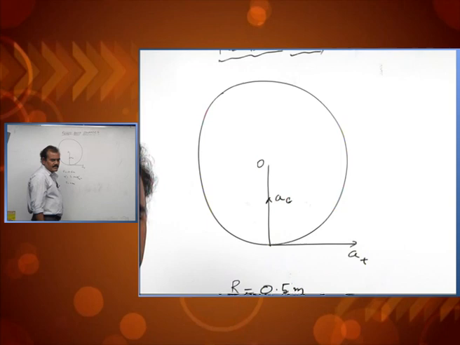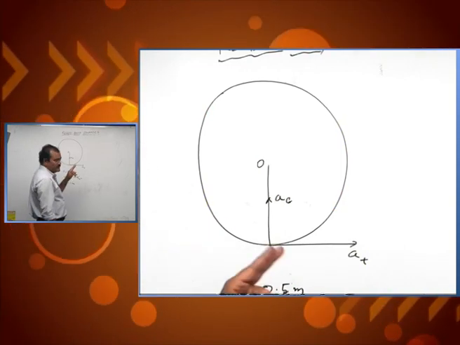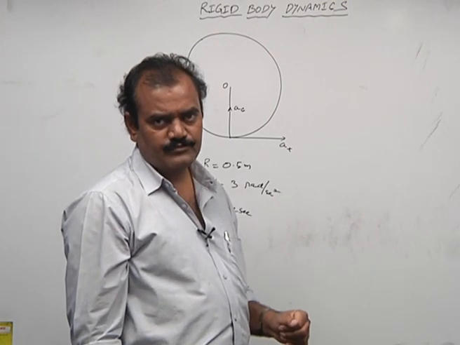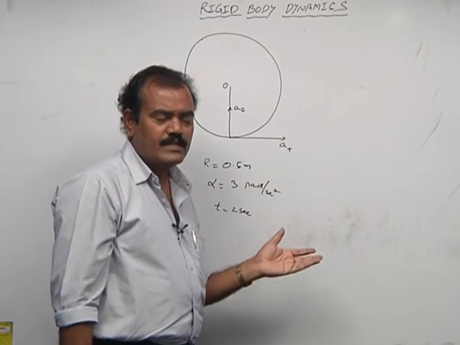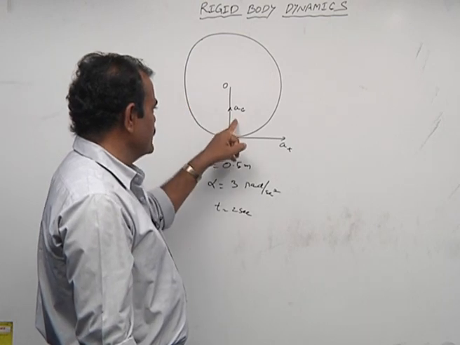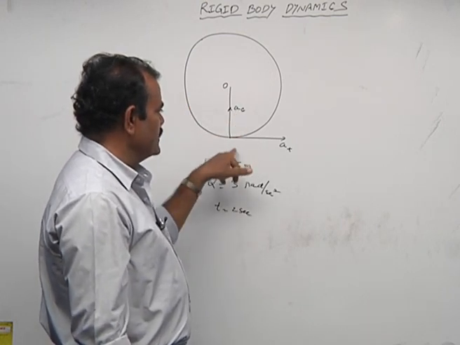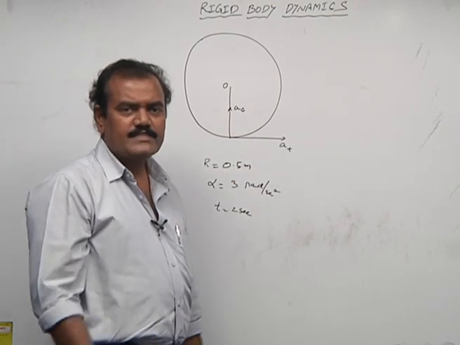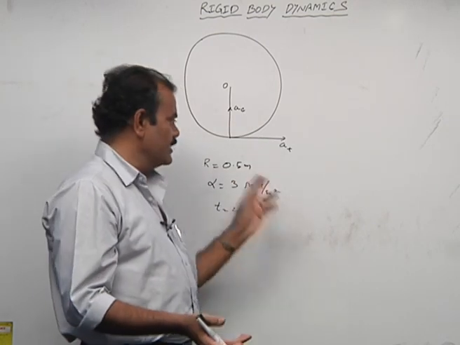That's why there is tangential acceleration, because the particle is executing non-uniform circular motion, not uniform circular motion. If it were uniform circular motion, it would possess only one type of acceleration, the centripetal only. Here it is non-uniform circular motion, so both will come, and you have to find the resultant of these two.